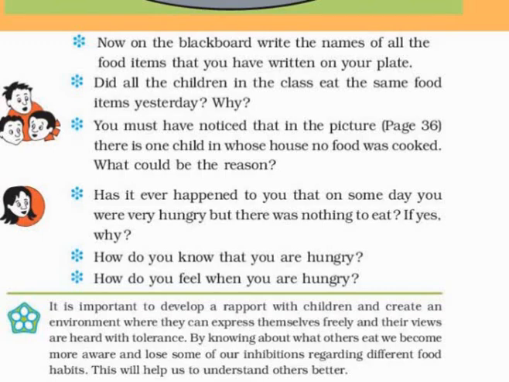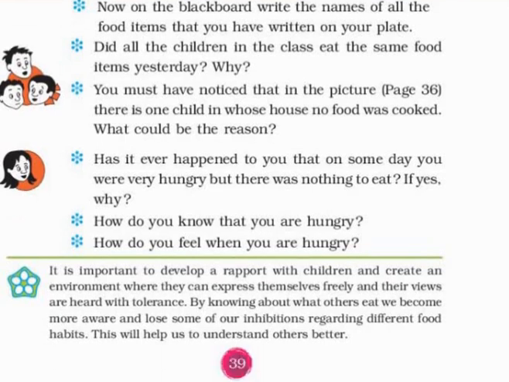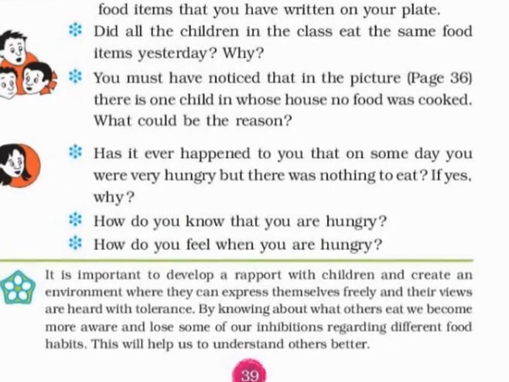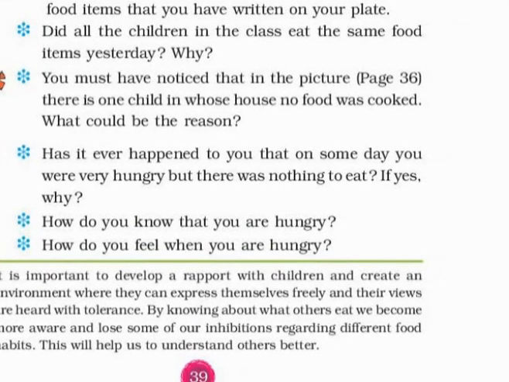Why? Because in every house different types of food items are prepared, and students, we have a variety of food, and a variety of food has been prepared in different houses. Next, you must have noticed that in the picture there is one child in whose house no food was cooked. What could be the reason?